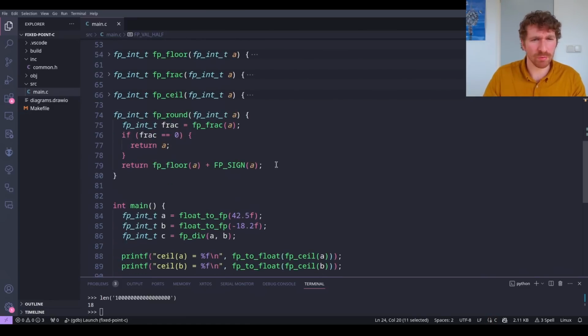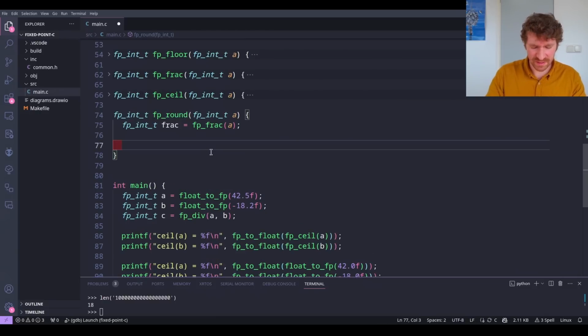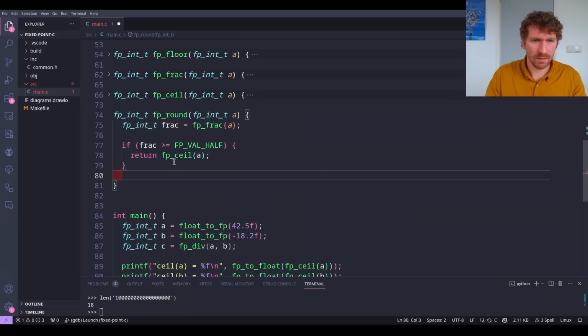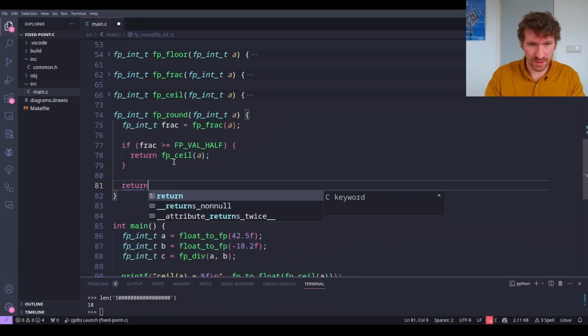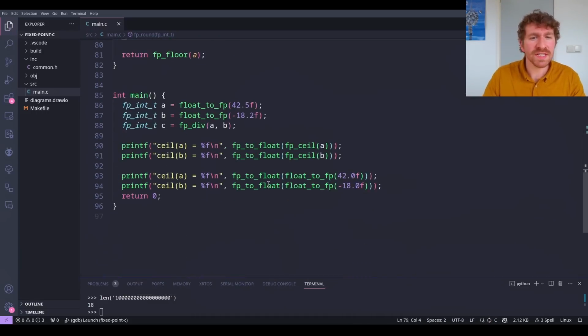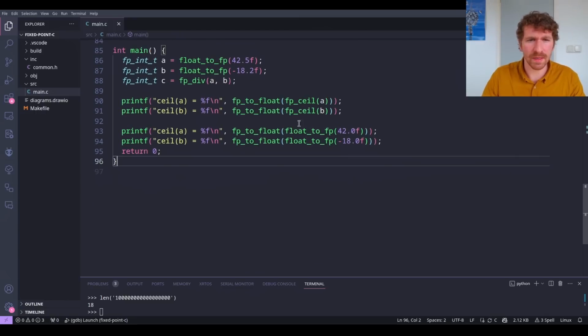So now in the rounding operation, what are we going to do here? Well, we're still going to grab our fractional number, right? And what we're simply going to do is say if the fractional part is greater than or equal to the value of a half, then we're going to round up. So return FP ceiling of A. Otherwise, we must be rounding down, right? So then we'll just return FP floor of A. Let's see if this works, right?